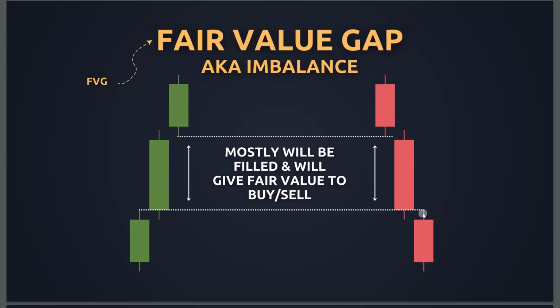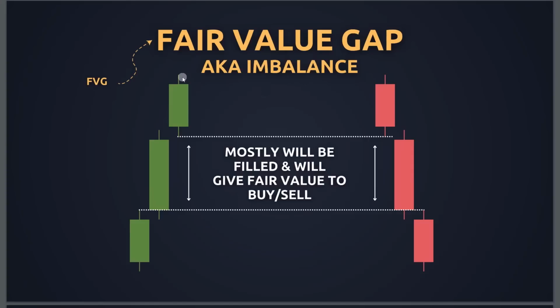This fair value gap can be used as an entry, and it is mostly filled, and it gives you a fair value to buy or sell. So let's say in a bullish scenario, price just expands to the upside like this and creates a fair value gap here. Even if it continues to the upside, price will eventually go lower into the fair value gap, and you can actually buy from here because this is a good value or good price to buy from. So price will come here, then you can buy here and price will go up.